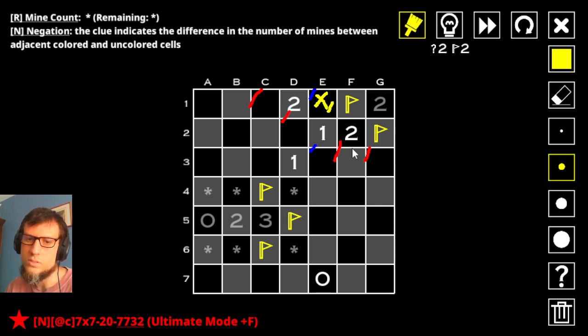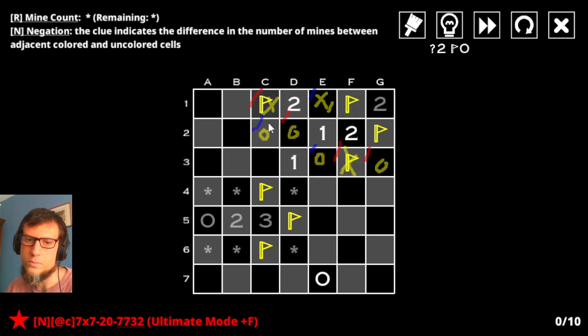Oh, wait, no. This 2 is unbalanced, so that actually needs to happen. And that means these are out. Which means this is in and that's out. Oh, furthermore, like, that's a bit... Yeah, okay. So I found it. 1, 2, 3, and 4.